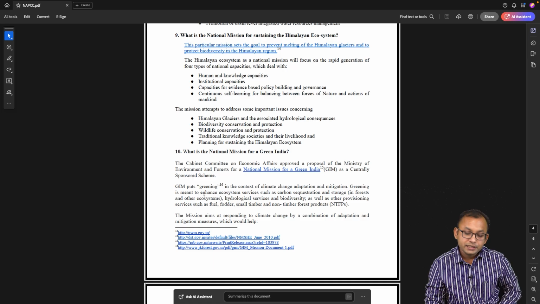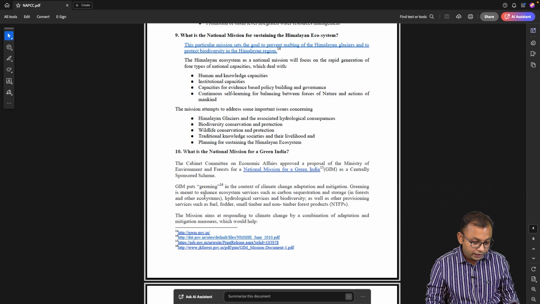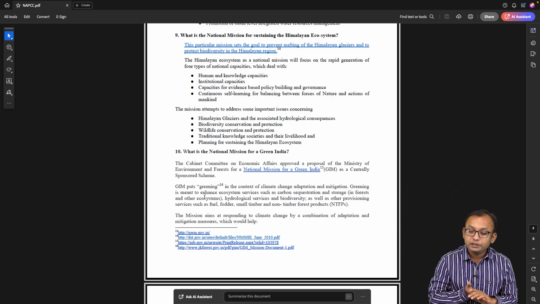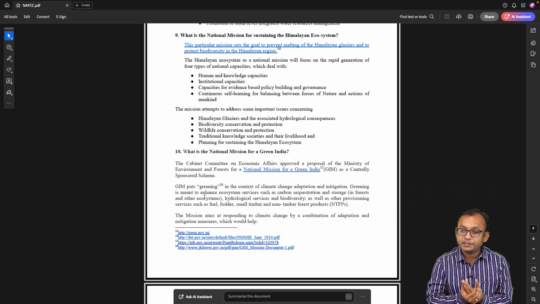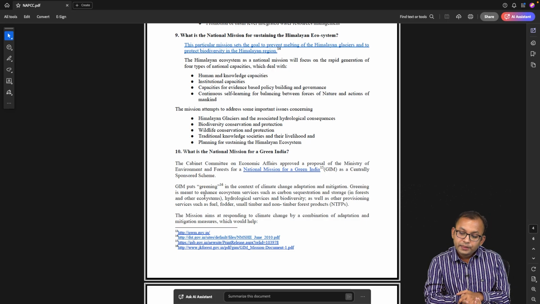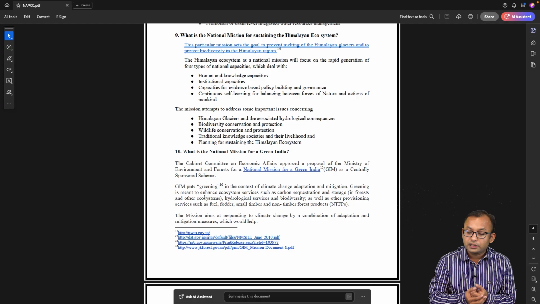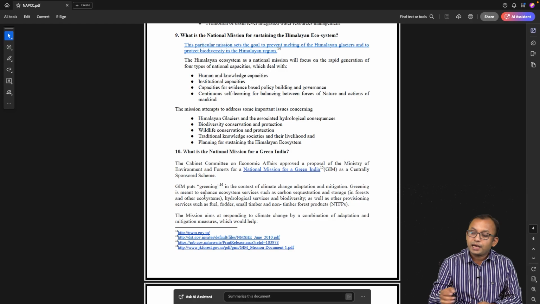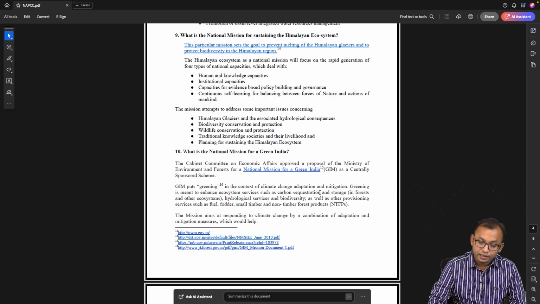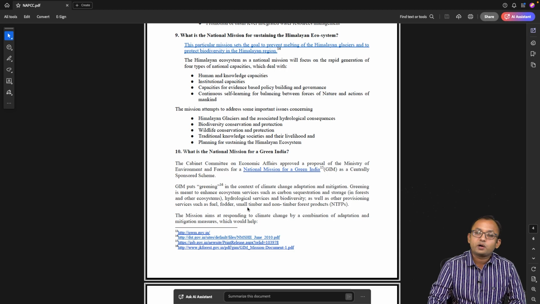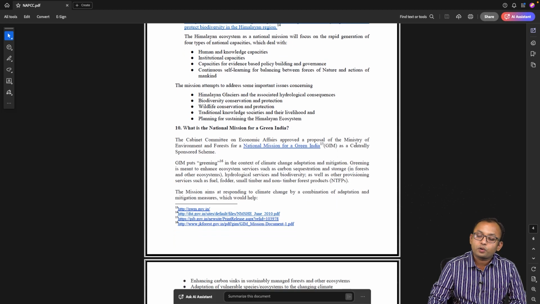So, greening is meant to ensure enhanced ecosystem services, which is basically carbon sequestration or storage in the forest cover or other ecosystems, some hydrological services and biodiversity, as well as other provisions. For example, services such as availability of fuel, fodder, small timber and non-timber forest products. So, this mission also promotes all of these different types of products which come from the forested regions as well.